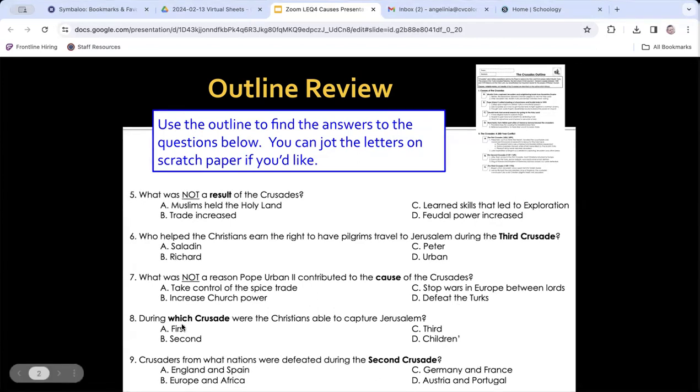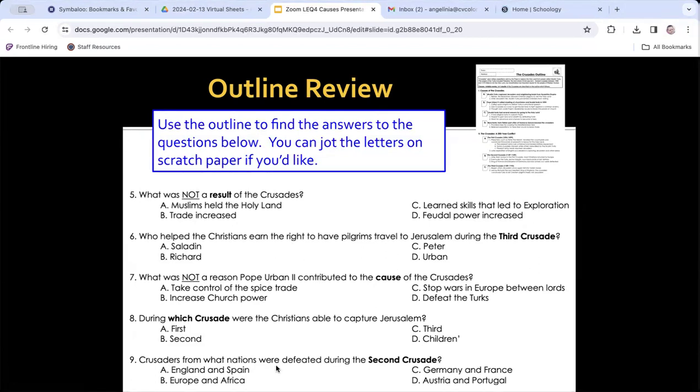Number 8 is the First Crusade. That's the only crusade that they are, for a time, able to actually take control over Jerusalem. They rule it for about 50 years, and then in the Second Crusade, they lose it again. And so we're going to see how this is like a back and forth between the two groups.